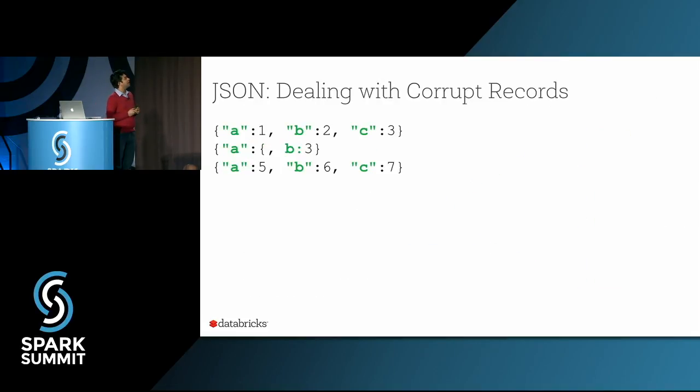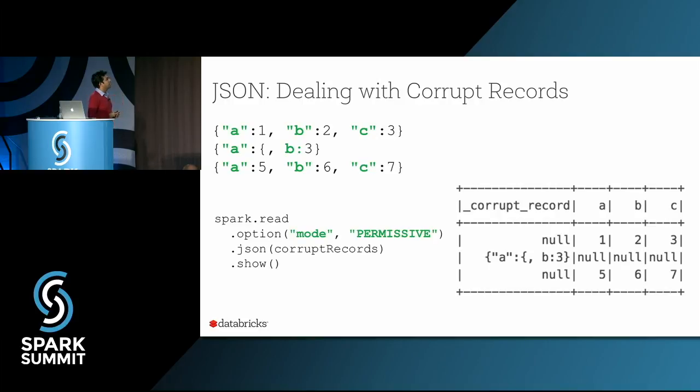In this example, I have a JSON file. It has 3 rows and 3 attributes: A, B, and C. As you can see, the first and the third rows are valid JSON, whereas the second row is malformed or corrupt. Now if we try to read this data using the permissive mode in Spark, it creates a table with not 3, but 4 columns. The 4th column, which is the corrupt record column, contains all the non-parsable records that have been queried.